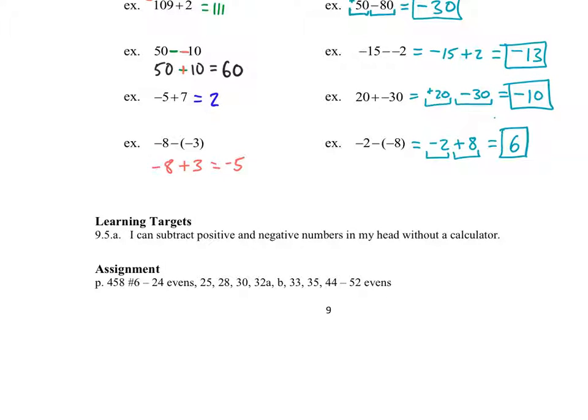So learning targets, we're adding and subtracting numbers in our head without a calculator. So you can do it either one of those 2 ways. Find which works best for you.